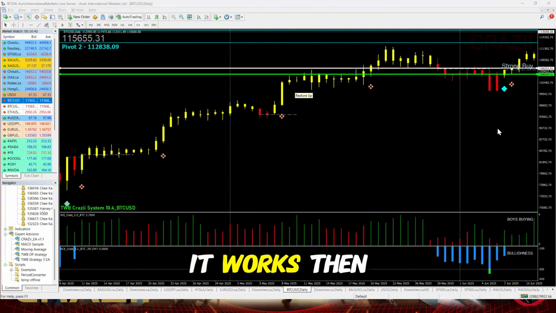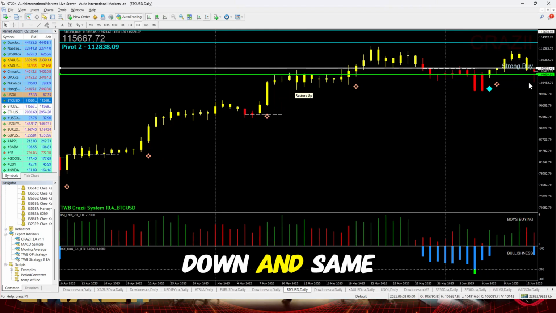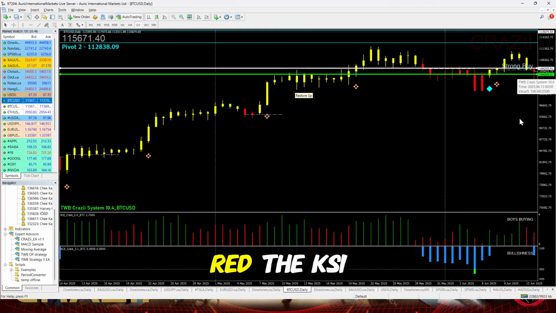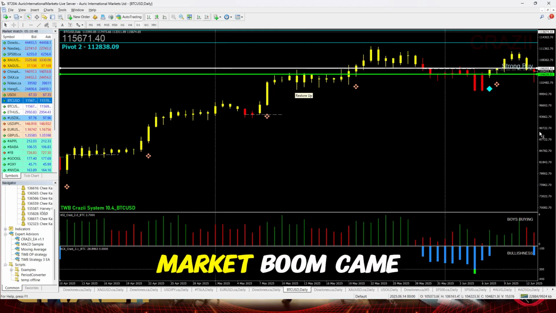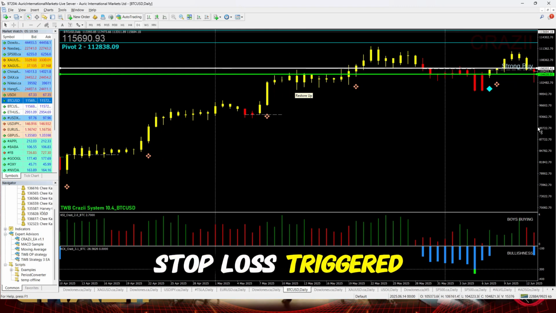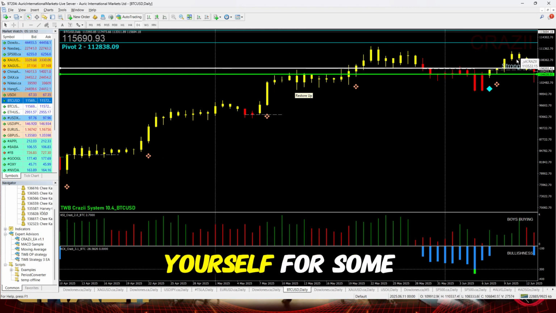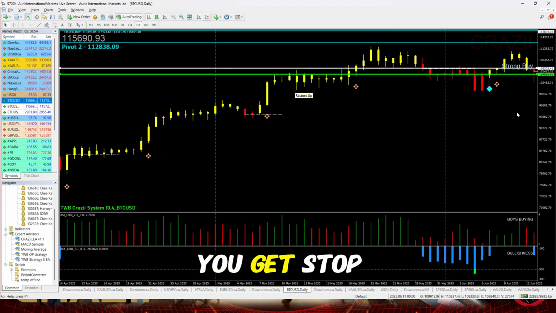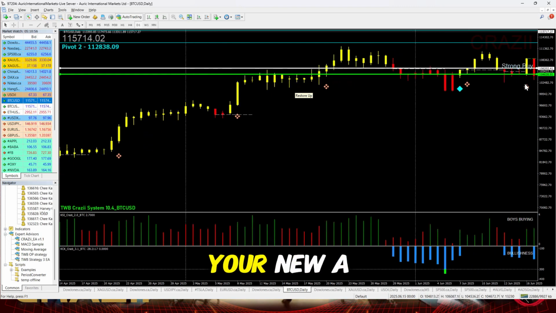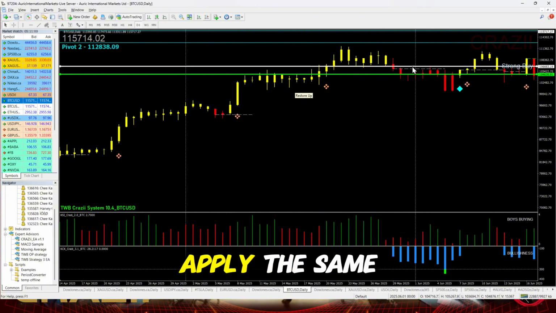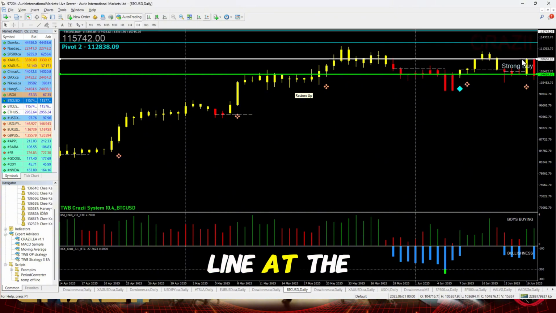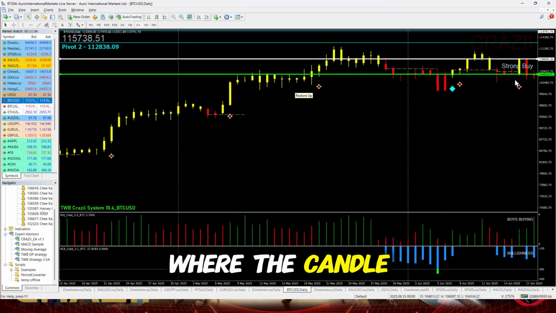All right, it works. Then after that, the price came down, and same thing again, the bar turned red, the KSI turned red. That's why the market came down and the stop loss was triggered. So if you didn't take profit for some reason, then too bad, you get stopped out. Then after that, a new four diamond appears, right? So same thing again, apply the same logic: put a line at the closing price and the stop loss where the candle is.